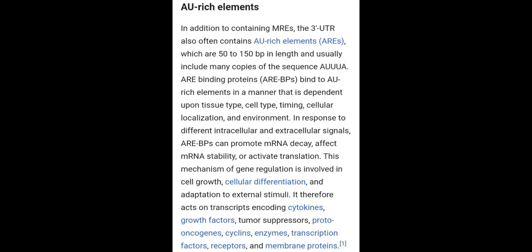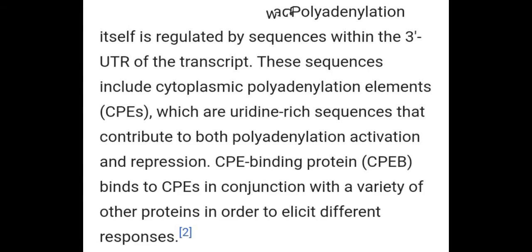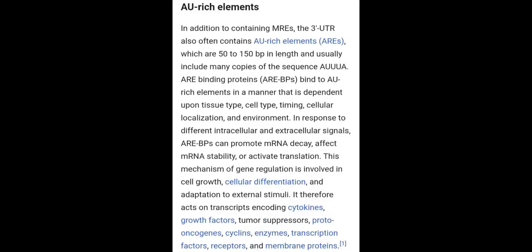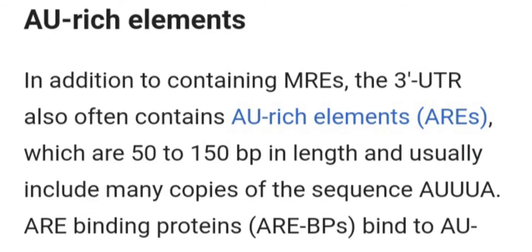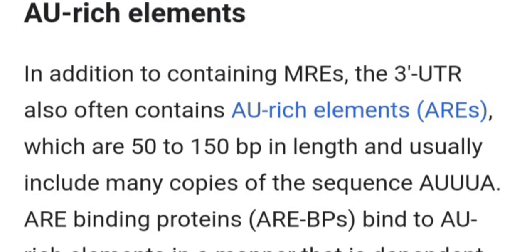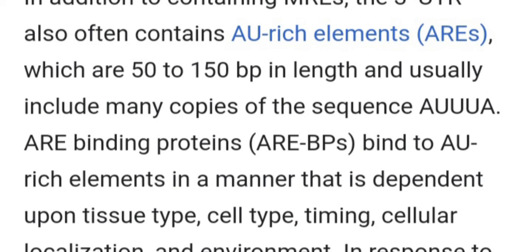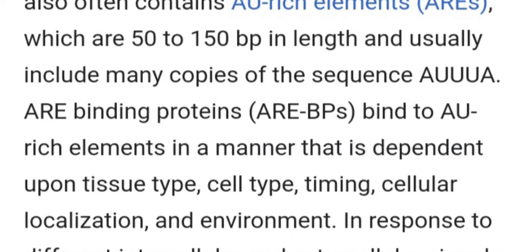Then comes your AU rich elements. I have also said that the 3' UTR contains AU rich elements. In addition to the MRE, the 3' UTR also contains AU rich elements called ARE. These AU rich elements are about 50 to 150 base pairs long and usually contain many sequences of A and U, like the sequence A, triple U, A.